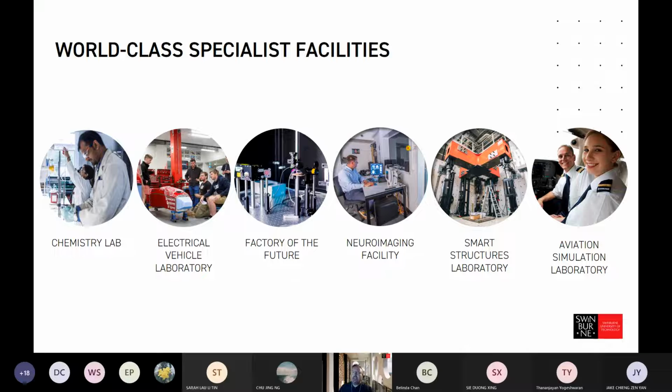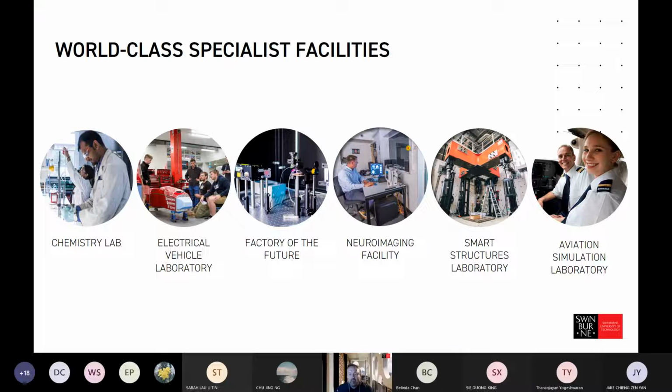So, for example, we have a state-of-the-art chemistry lab and our electric vehicle laboratory that you'll get access to. Swinburne actually has a car racing team, and students in mechanical engineering and similar areas work on that. We have our factory of the future, where you'll see things like 3D printers and different tools that will be used in the new way of manufacturing in the future. A neuroimaging facility, also our smart structures laboratory, which tests things like bridges and the strength of equipment. Our aviation simulation laboratory as well.